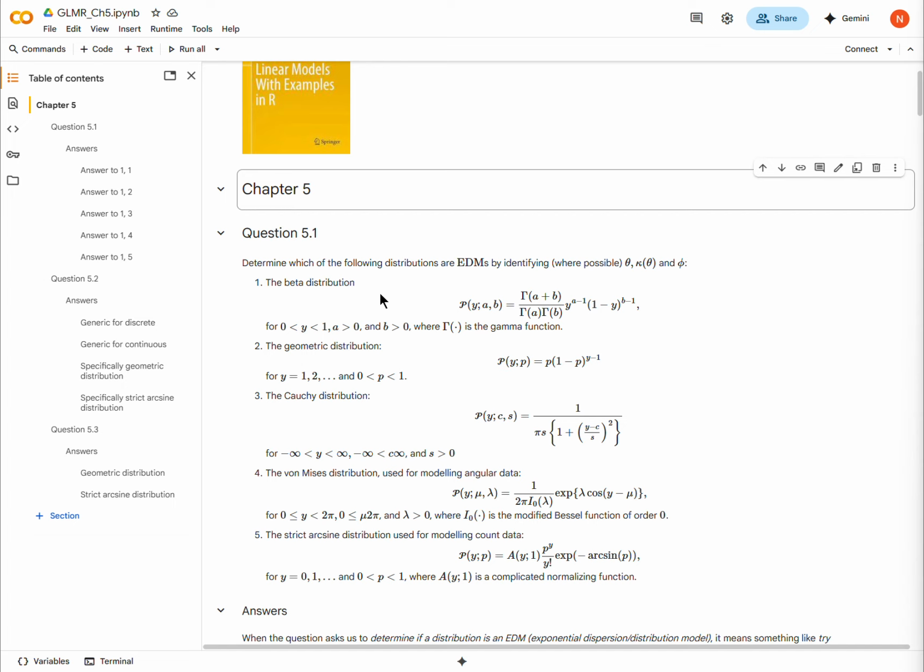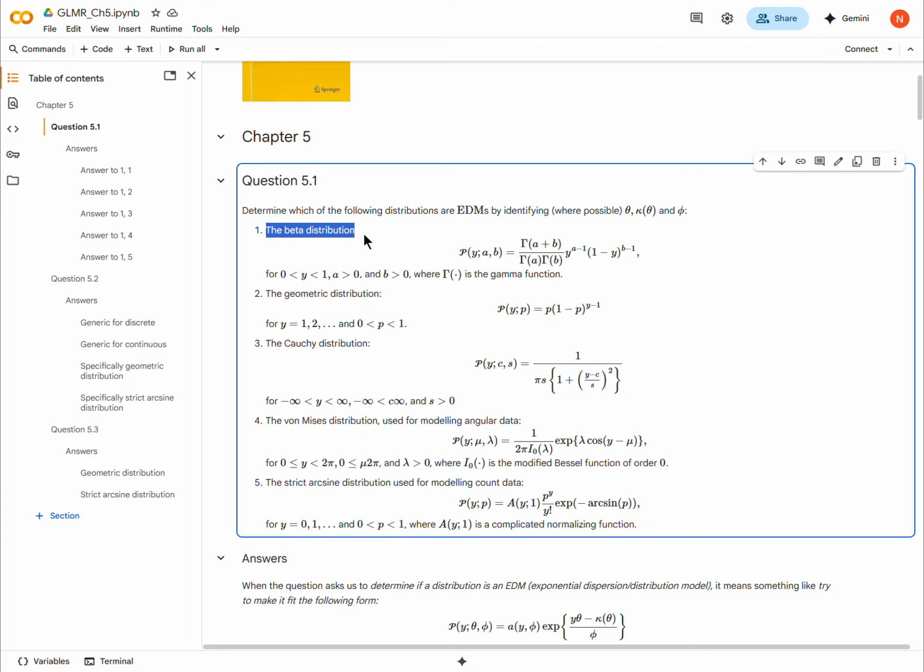So in question 5.1, we are given different probability distributions, such as the beta distribution, geometric, von Mises, strict arcsine, and we're trying to determine which of these are EDMs. An EDM being an exponential dispersion model. In other words, can the probability distribution be written in a particular way? That particular way being the definition of an EDM, basically.